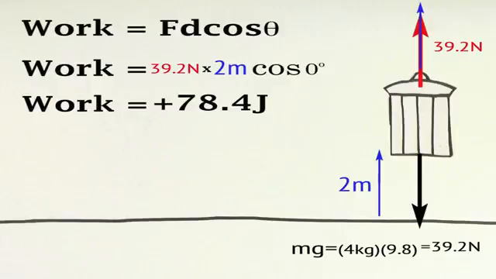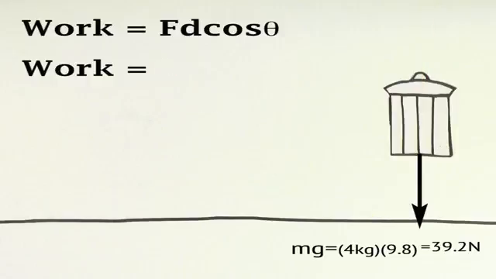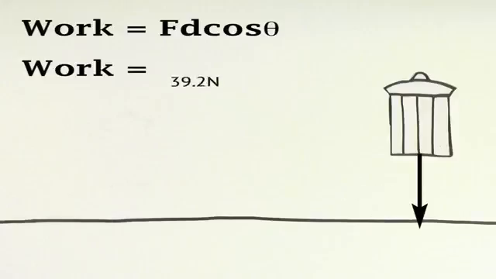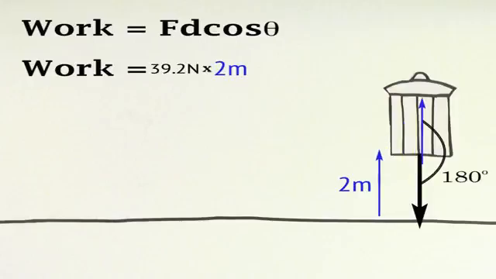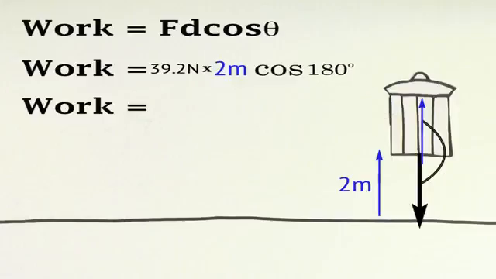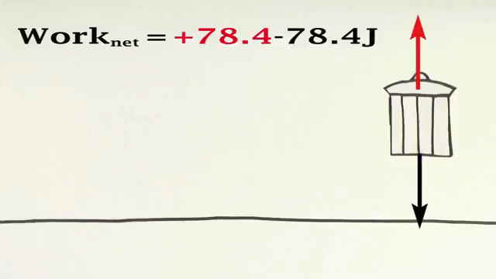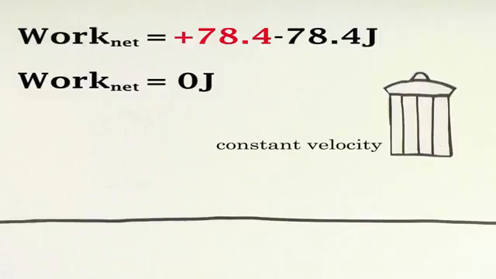To find the work done by the force of gravity, we can use the force of gravity, which is again 39.2 newtons. The displacement is again 2 meters, but the angle between the direction of the displacement and the gravitational force is 180 degrees because the displacement points up and the gravitational force points down. So the work done by the gravitational force is -78.4 joules, which means the net work done on the trash can is 0. And that makes sense because since the trash can moved upwards with constant velocity, there was no change in the kinetic energy of this object.